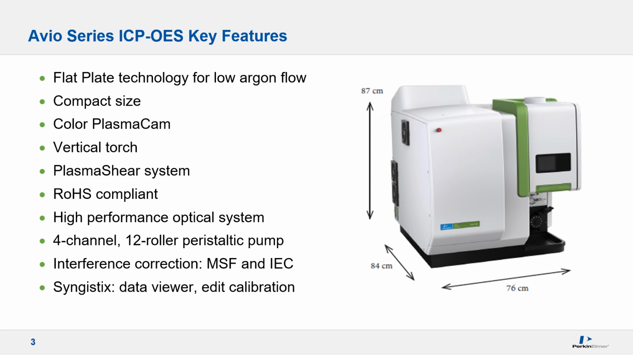The vertical torch and sample introduction system design allowed the Avio series to be extremely compact, just 76 centimeters wide for the Avio 500 shown, maximizing the free bench space in your lab.